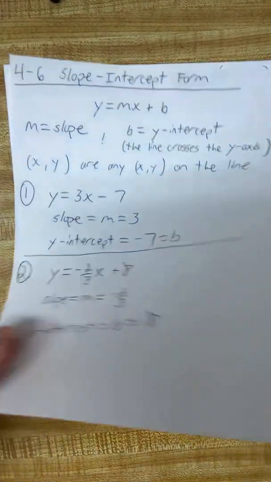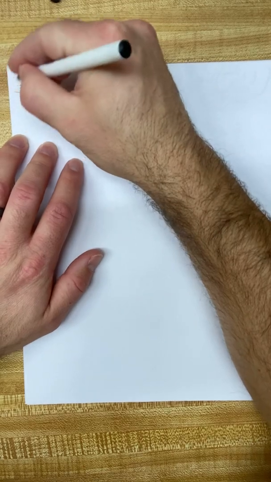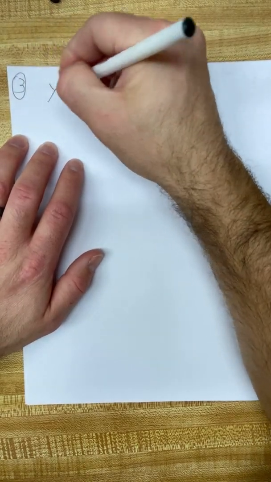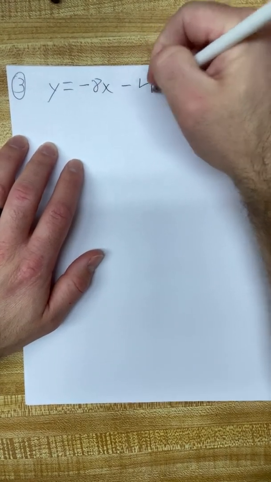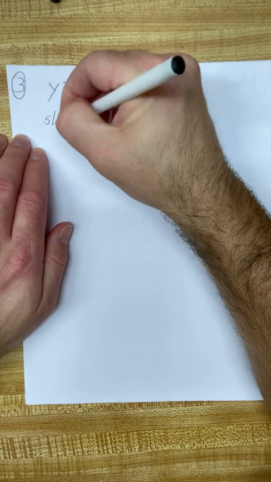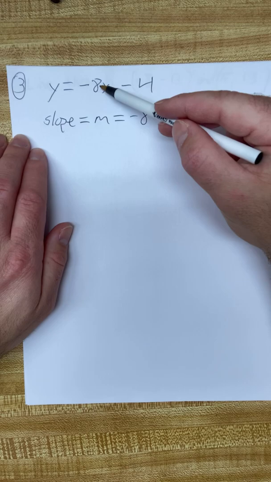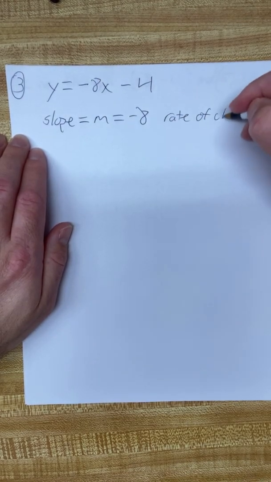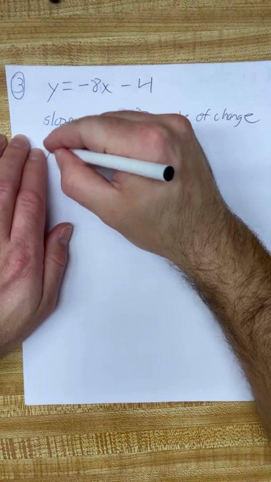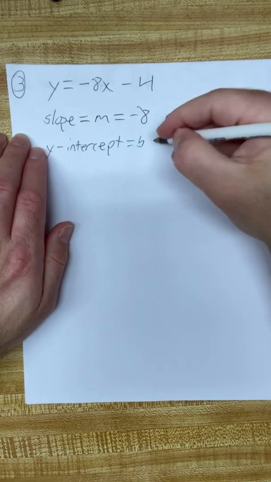I'm going to do a few more of those for you. So again, you're given like y equals negative 8x minus 4. Your slope, which is m, is equal to negative 8. So whatever number is in front of that x, that's your slope. That's your rate of change. That's how the line's changing. The y-intercept, that's your starting value. So y-intercept, which is b, is going to be negative 4 here.